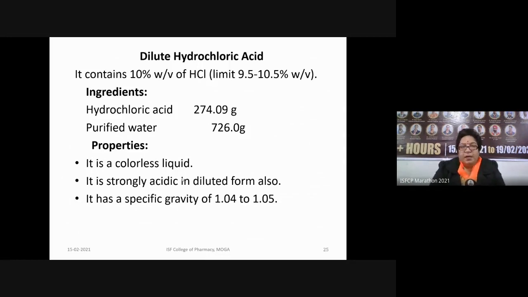The ingredients are hydrochloric acid 274.09 grams and purified water 726. And the properties, it is a colorless liquid. अगर हम liquid की बात कर रहे हैं, the acid which is generated, it is a colorless liquid. It is strongly acidic in dilute form also, and it has a specific gravity of 1.04 to 1.05.